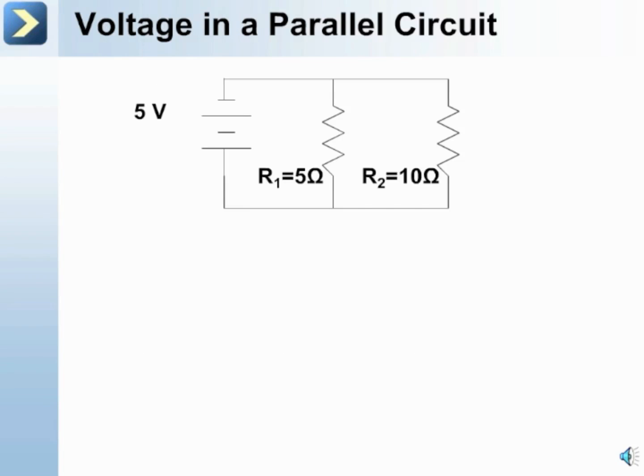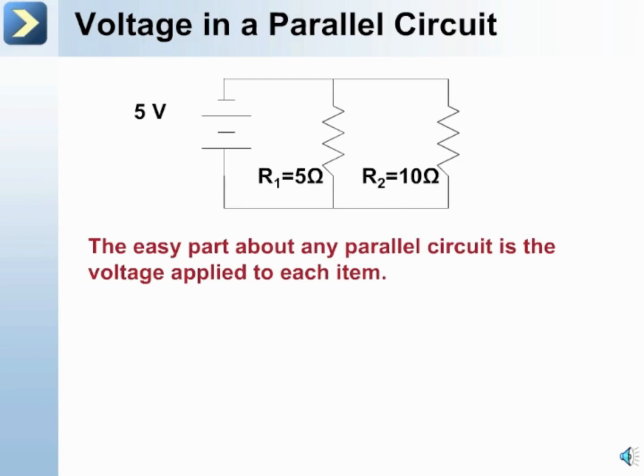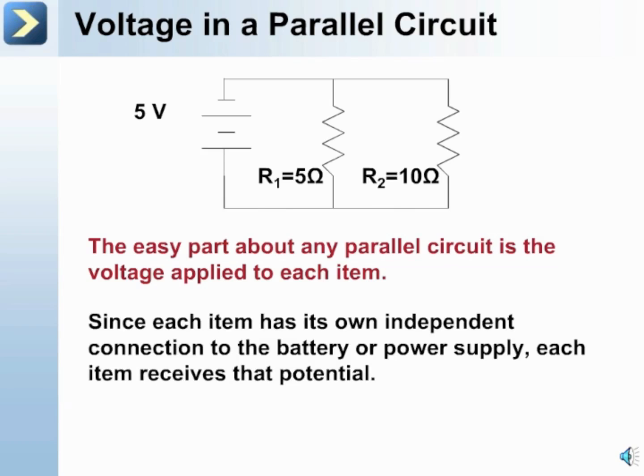Voltage in a parallel circuit. Alright, so the easy part about any parallel circuit is the voltage applied to each item, because for each loop in the parallel circuit it's the same. And that's because each item has its own independent connection to the battery or power supply. Each item receives that potential. So in this case, V1 and V2 are each 5 volts.